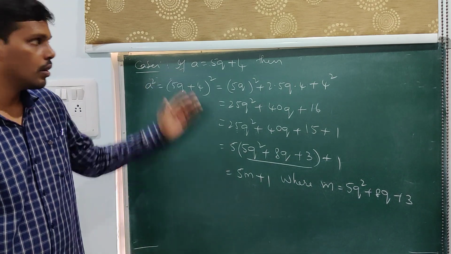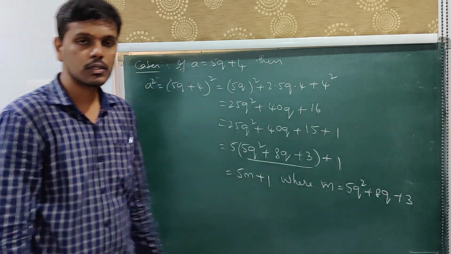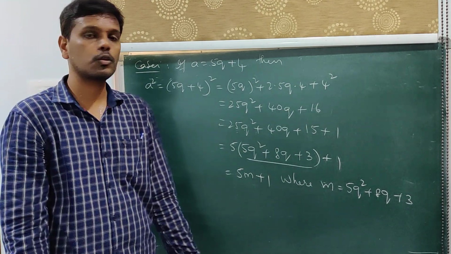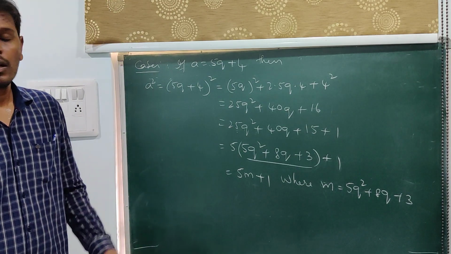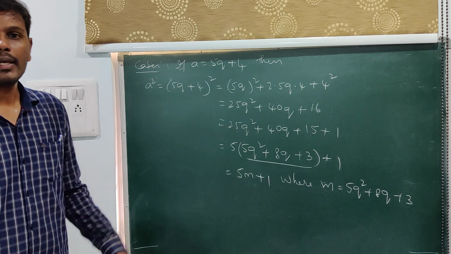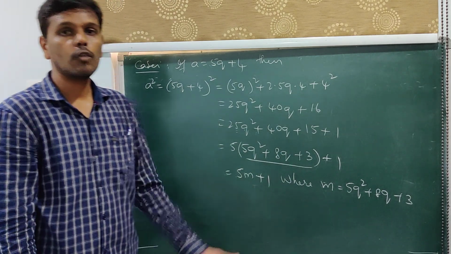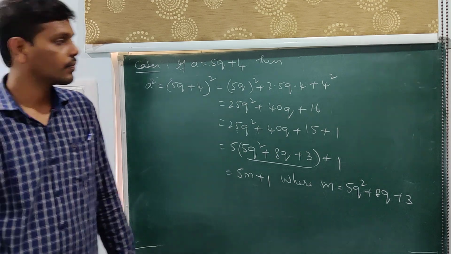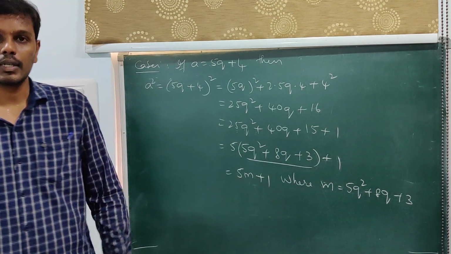So that is it. In all the 5 cases where a takes the form 5q, 5q plus 1, 5q plus 2, 5q plus 3 and 5q plus 4, a square is taking the form either 5m or 5m plus 1 or 5m plus 4. So that is it, and that is all about the worksheet that I have posted earlier.